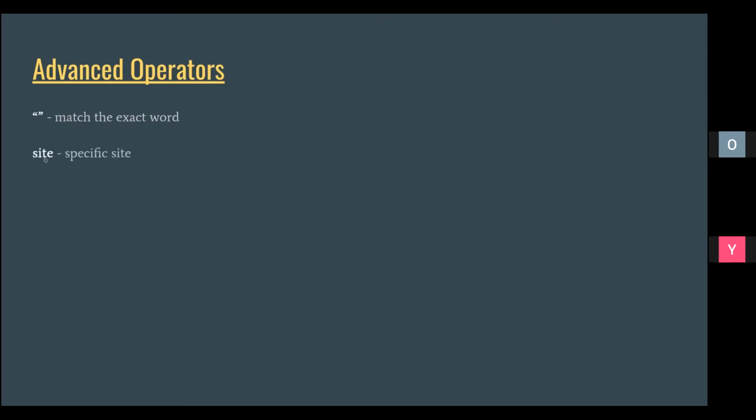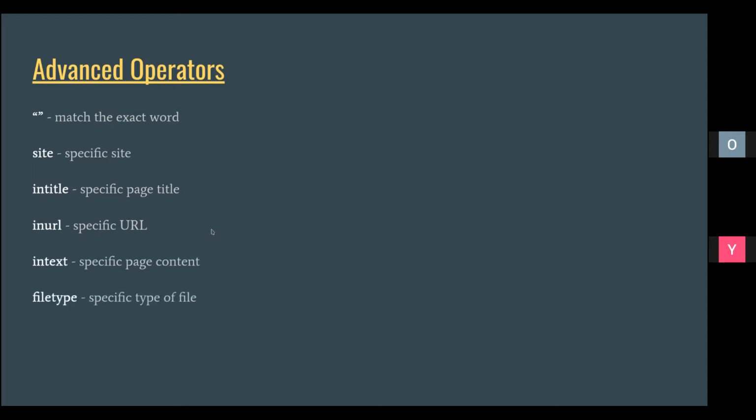If you use site, you're searching for a specific site. And intitle, you're searching for a specific page title. You have inurl, if you want to search a specific part of the URL, and there's also intext, that's searching for the page content. And lastly, you can also search with file types like PDF or text files. And I have examples that hopefully make this clear.